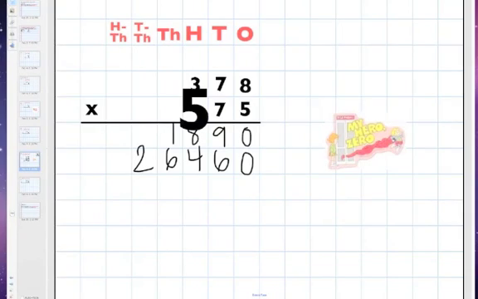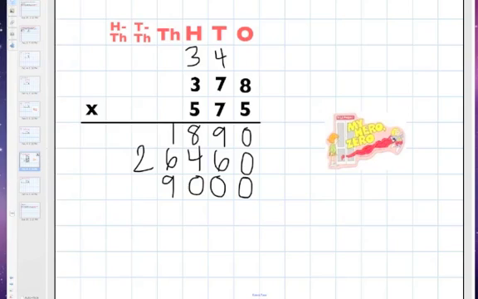Because I'm in the hundreds place, I'm going to use 2 zeros as place value markers. Now I can go ahead and distribute my multiplication by that hundreds digit. 5 times 8 is 40. 5 times 7 is 35, plus 4 is 39. And 5 times 3 is 15, plus 3 is 18.